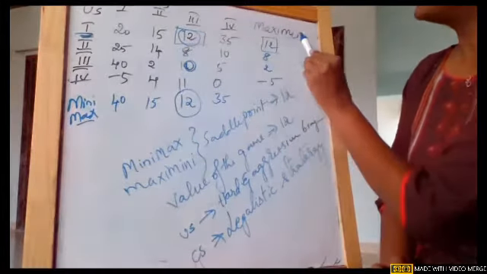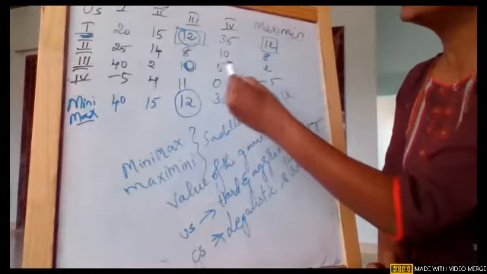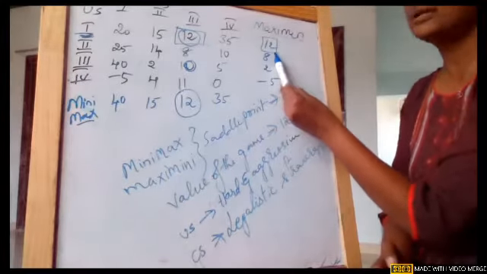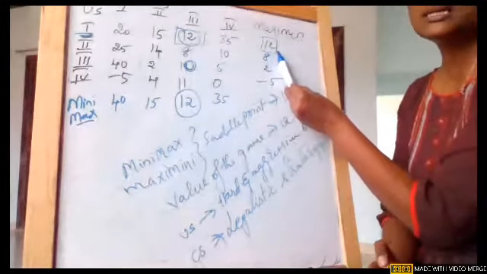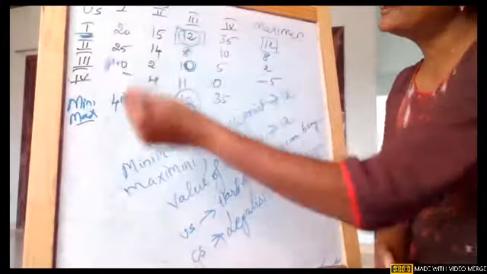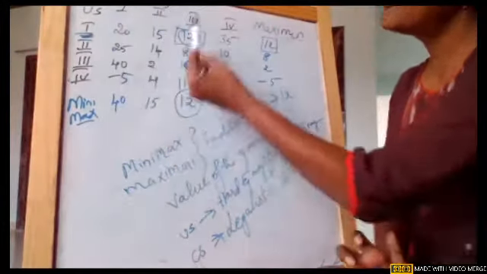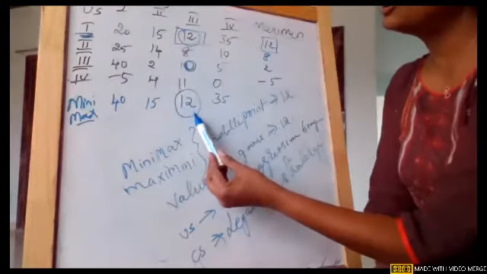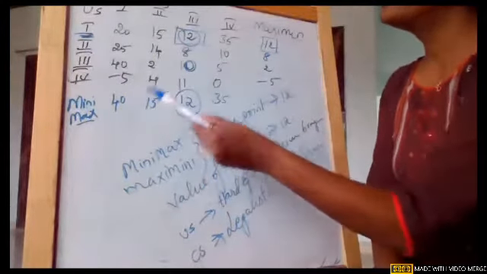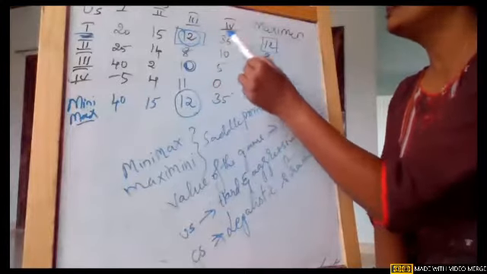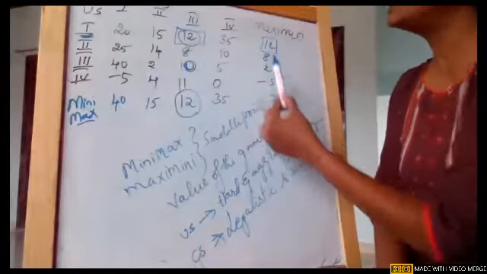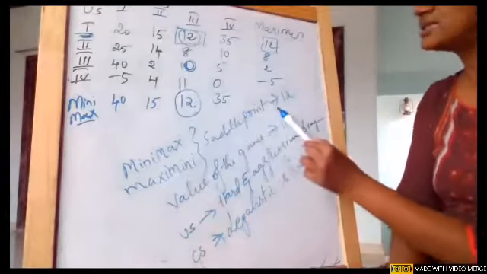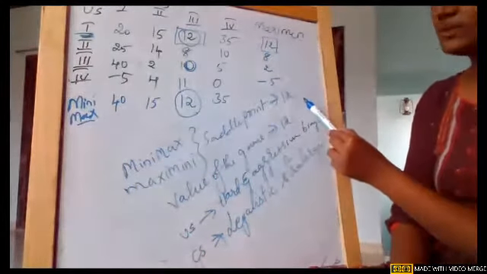Again, if no problem, I'll repeat it. From each row, pick the minimum value. From the picked minimum values, pick the maximum value, which is 12. This is row wise. Similarly, column wise, pick the maximum value from each column. Out of the maximum values, pick the lowest value. So it is a combination of a saddle point, row wise and column wise, that means the maximin and minimax are both equal, which is the saddle point, 12.